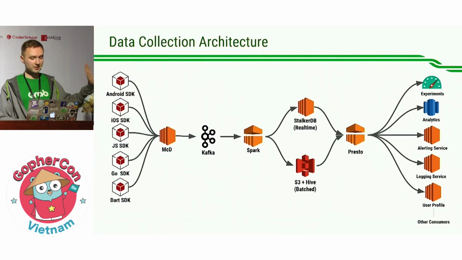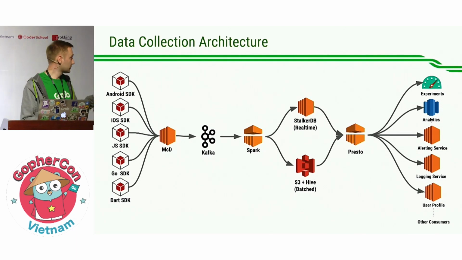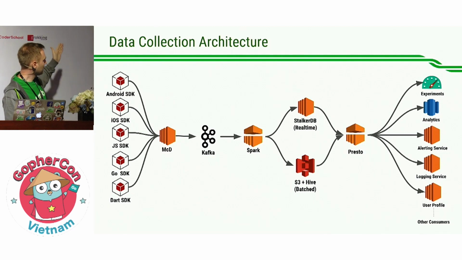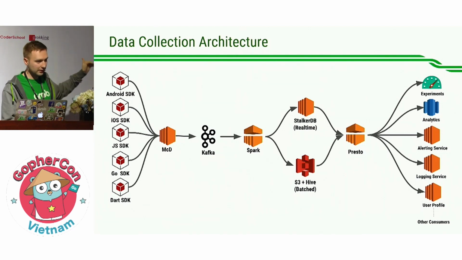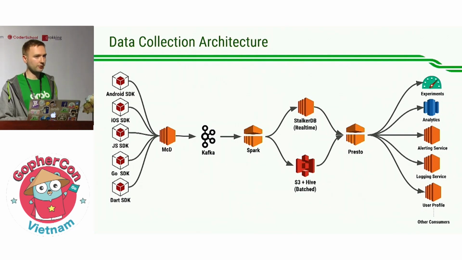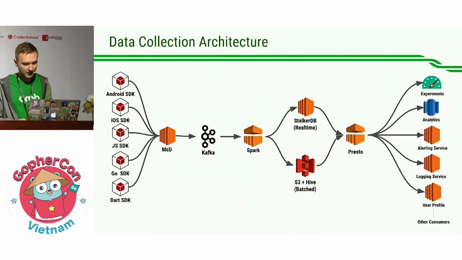So that's more or less how our data ingestion pipeline looks. We have different SDKs. We have Dart and JavaScript in progress. They all send data to MCD, right? Which does some processing, some security features. It does things like authorization, whether you have the right to publish data. It ends up in Kafka. One massive topic, a big topic.